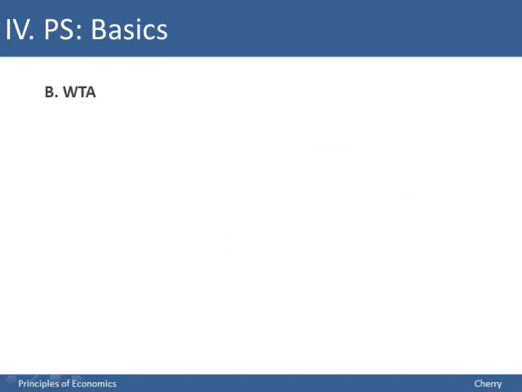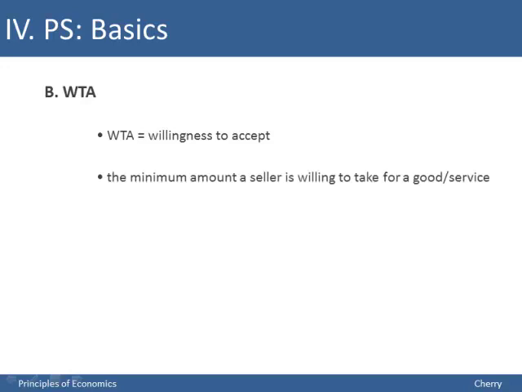So let's define willingness to accept, WTA, a little bit more precisely. It's the minimum amount a seller is willing to take for a good or service. So it's the lowest price they're willing to accept to sell. And what is this? This is going to be their cost. So the lowest price they're willing to accept is going to be their cost.